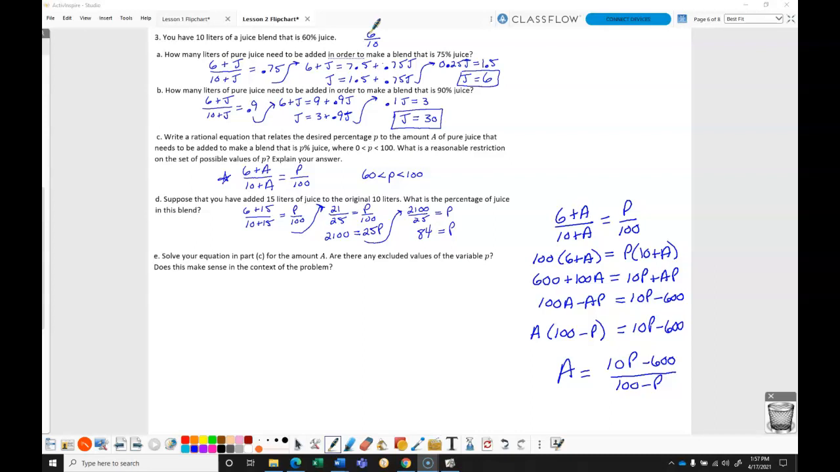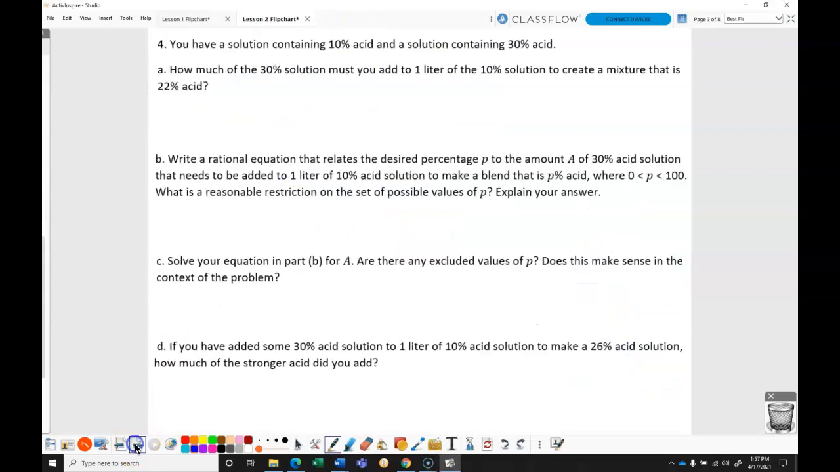All right, let's check out another. So we're talking about 10% acid and 30% acid. We're going to create a mixture. How much of the 30% solution must you add to 1 liter of the 10% solution to create a mixture that is 22%?